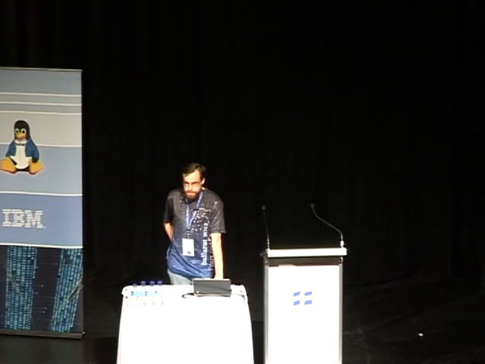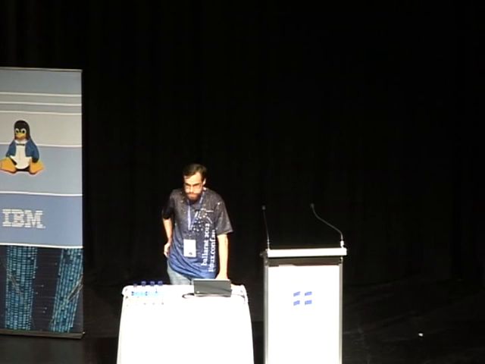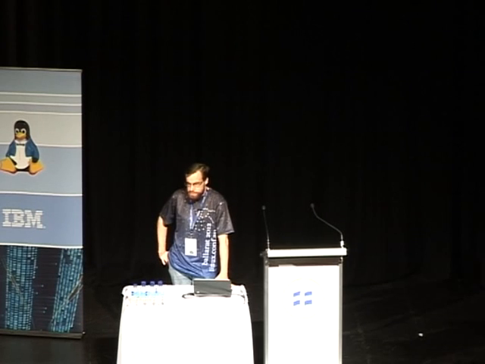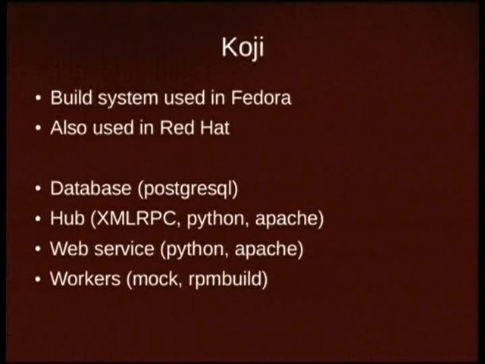It's set up so that basically it's got a database store for all the metadata about the builds and how they relate to particular releases and the history of everything. It has a hub server which accepts XML-RPC queries and lets clients access the database indirectly. It has a web service, so users can go and see what builds have happened and where all the logs are up to and whatever else. And it has a bunch of workers which actually do the builds, so they're running mock and RPM build.